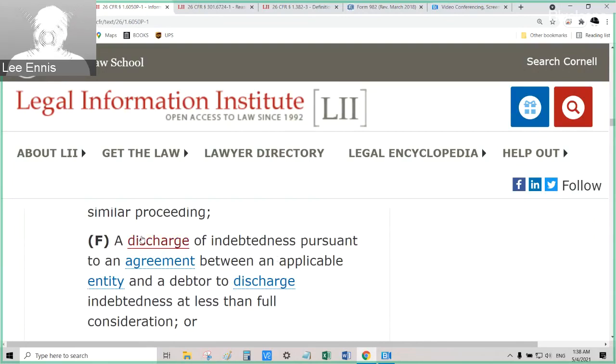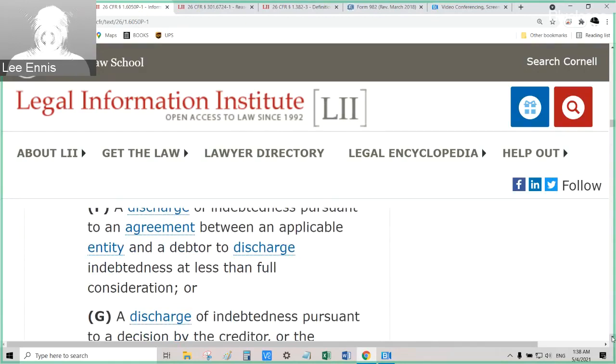Here we go. So a discharge of indebtedness pursuant to an agreement between an applicable entity and a debtor to discharge indebtedness at less than full consideration. So what that means is, let's say someone owes you $5,000 and you decide to say, okay, well, you know what, I'll forgive the debt and issue a 1099-C for $4,000. Right? You can do that, and that will be an identifiable event.